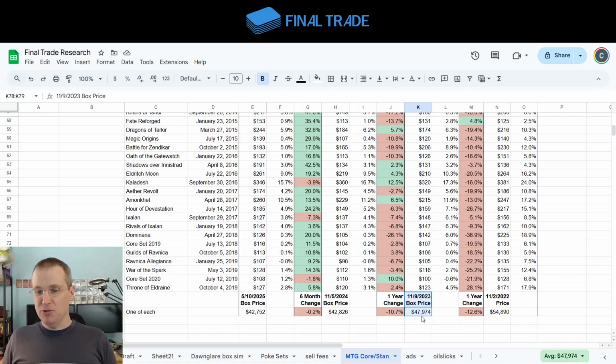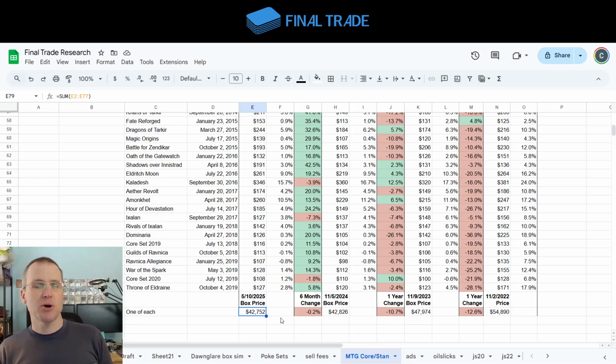The next year, it would have reduced by about 12.5% to $48,000. In November of 24, it would have reduced by about a further $5,000, 11%, down to about $43,000. But in this last 6 months, it's within $100 of where it was 6 months ago. So the aggregate of the market as a whole is flat over the last 6 months.